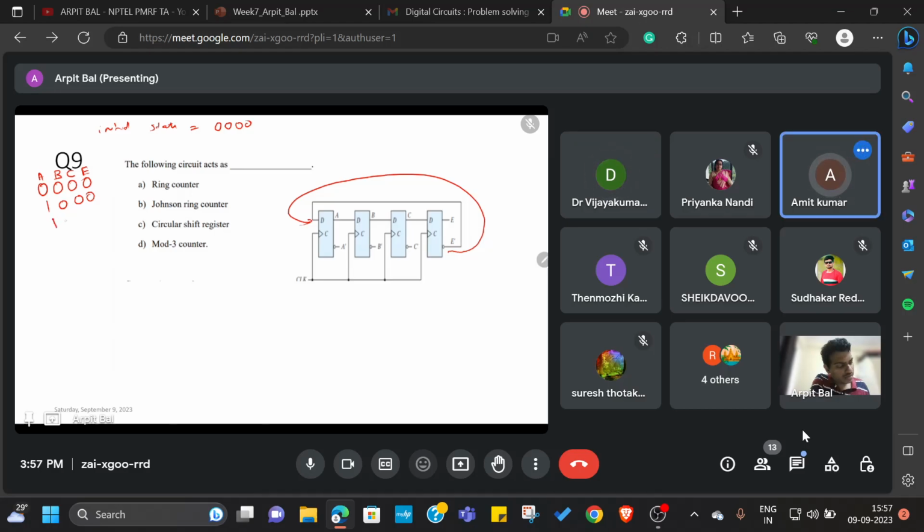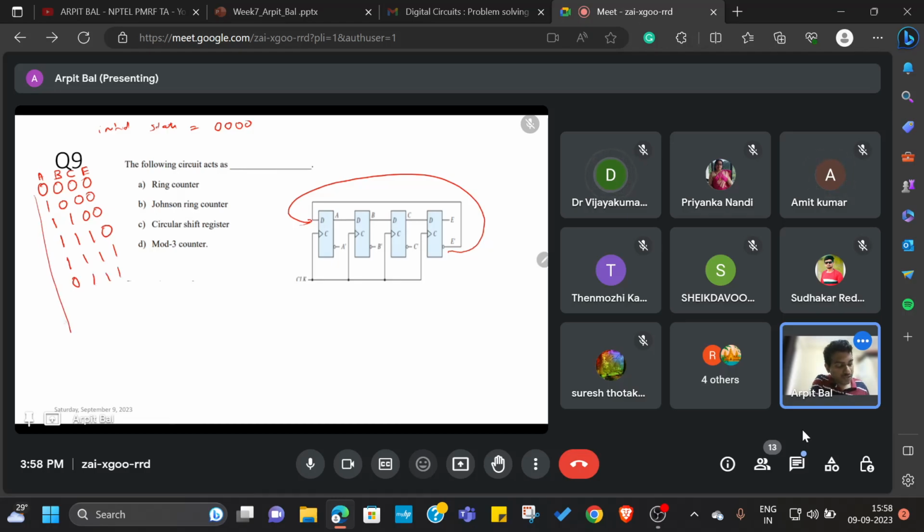One 1 0. Yeah, 1 1 0 0. Yes. Then similarly, if you follow it like this, it will be 1 1 0. Yeah. Then it will be again 1 1 1 1. Then it will be 0 1 1 1, and so on and so forth. So if any counter follows this particular pattern, that is called a Johnson ring counter.